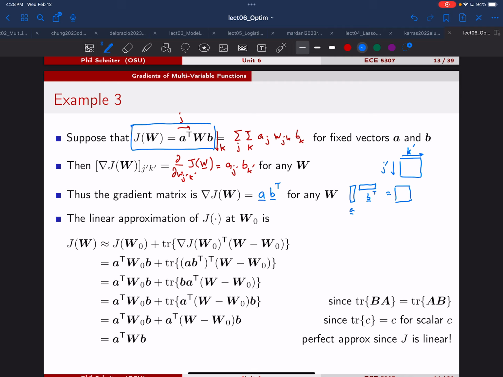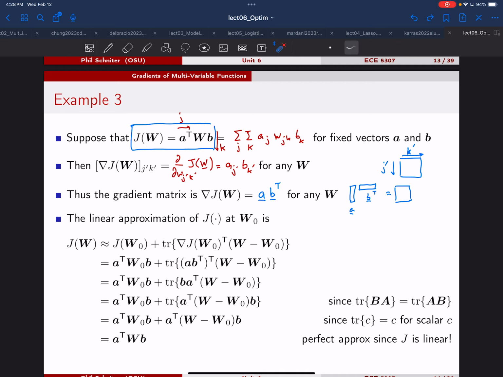Is that part clear? Making sense? Okay. So here's our linear approximation. This is from the previous page. We take the cost at the reference, or J at the reference, and then we have the inner product between the gradient matrix transpose and the deviation between W and the reference.